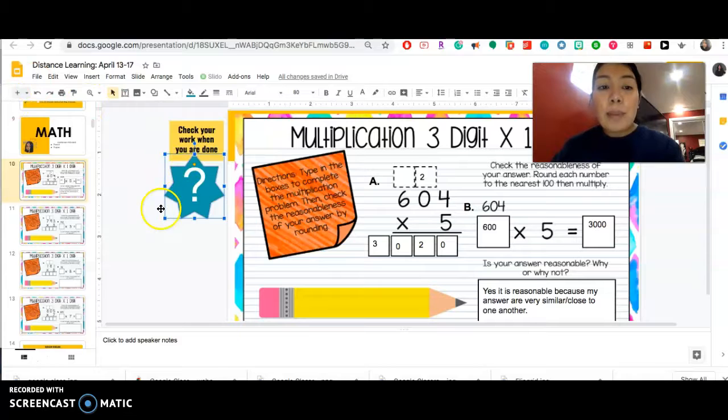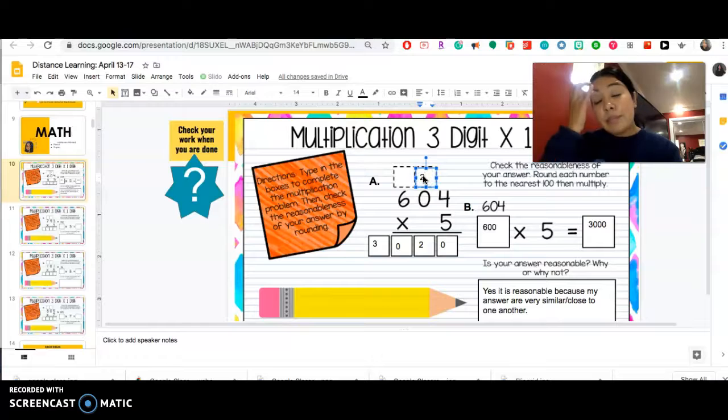So each math problem has the answers. I still want to see your work, right? I want you to put your work on these squares up here. And then on Friday, I'm actually going to have a quiz for you guys. It'll probably be like a 3-question quiz to see how well you understood how to multiply 3-digit numbers by 1-digit numbers.